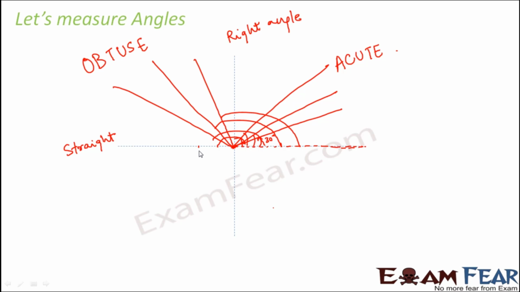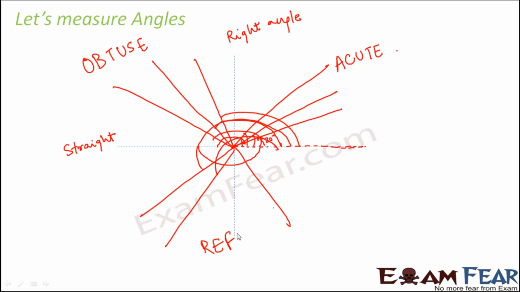Now all the angles beyond 180 degree but less than 360 degree. All of these angles, when you talk about this angle, it is this angle. Similarly, when you talk about this angle, it is this angle. All of these angles fall under the category of reflex angles. And finally, when you complete one rotation, you reach the complete angle, which corresponds to 360 degrees.